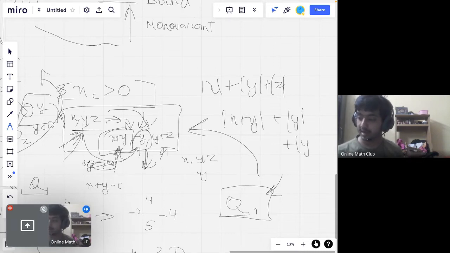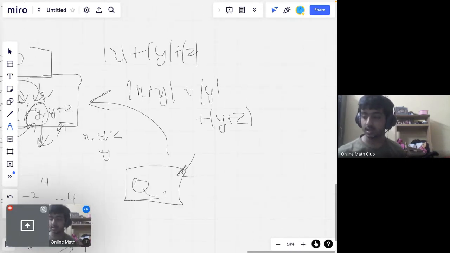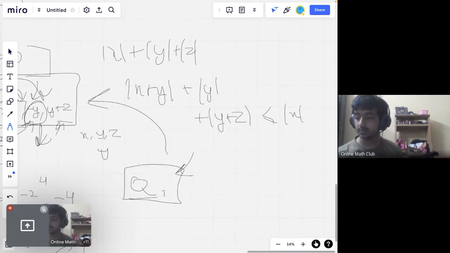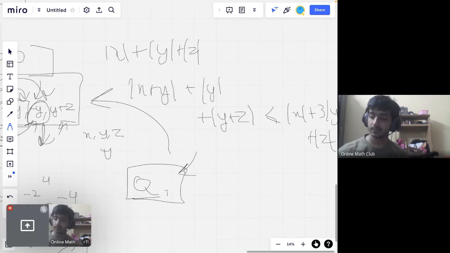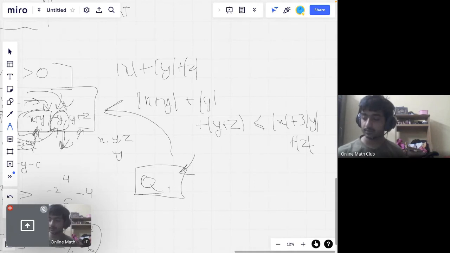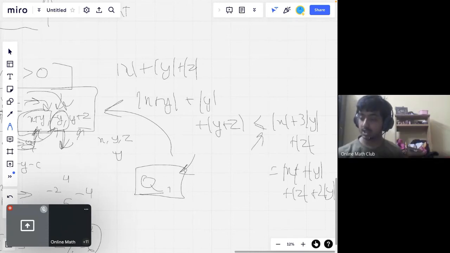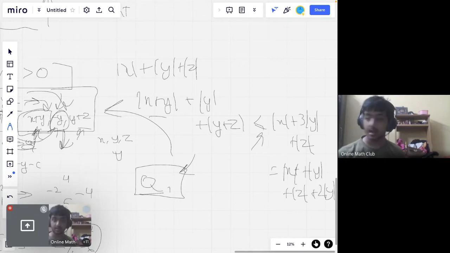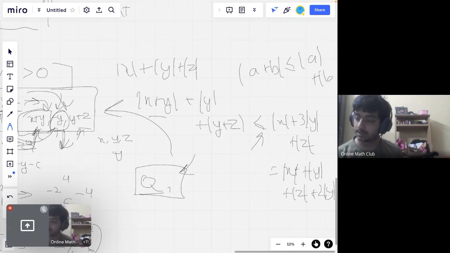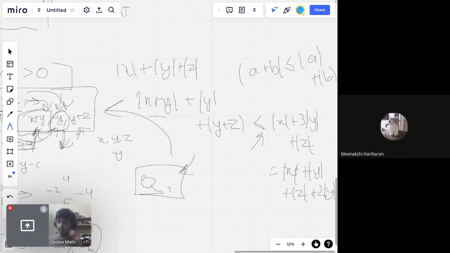So if you compare these two, I think the only thing we can say here is this, right? This is a very good idea actually, but why is it lesser than or equal to? Isn't it just equal to? In general, x plus y is lesser than this. I use the fact that mod of a plus b is lesser than mod a plus mod b.